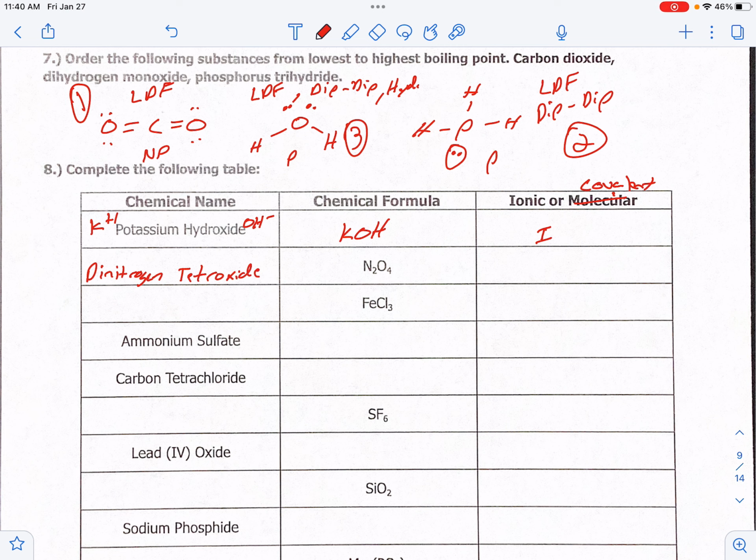Now if you put tetraoxide, that's fine. Technically it's tetroxide. Just please make sure you're still ending that last one in IDE. And this would definitely be covalent since we're using prefixes.